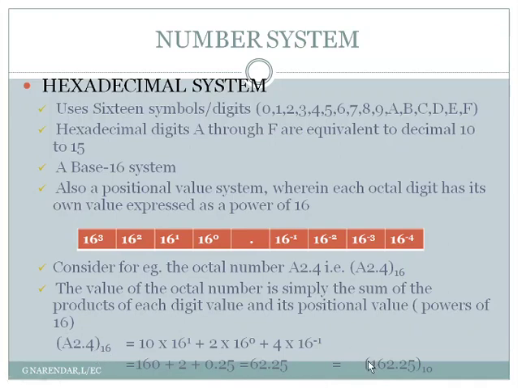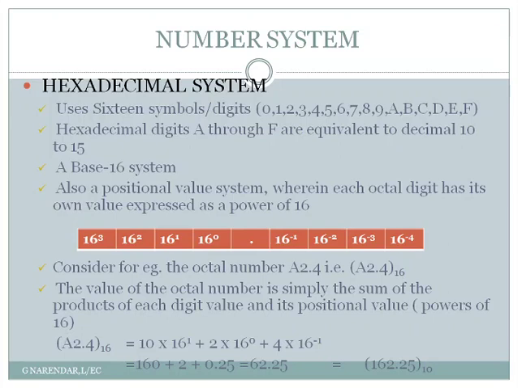I can say that 162.25 is the decimal equivalent of the hexadecimal number A2.4. So this way we'll find out the value of any hexadecimal number. Simply, you can obtain it by obtaining the product of each digit with its corresponding position value and summing up all the products finally to get its value.